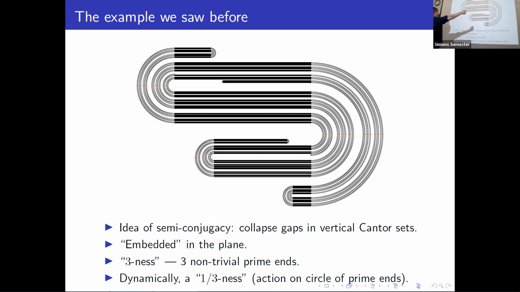We stretch by the slope of the tent map, we contract. This bit here gets sent over this bit here. It's tent map-like dynamics on that space. So I guess that's a picture of it. You can collapse the gaps and fill in the details.